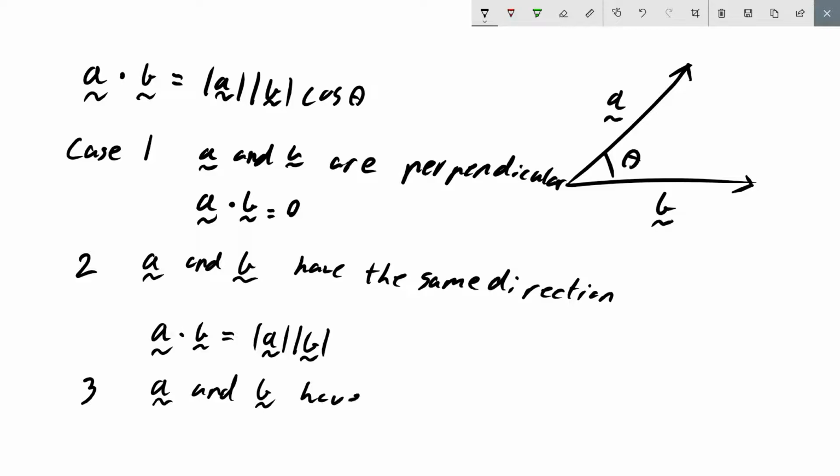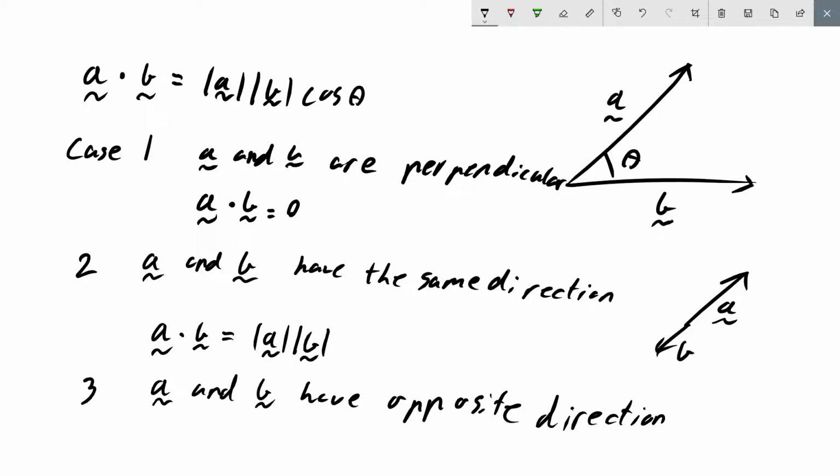Here's the third case. A and B have the opposite direction. So you can imagine A going this way and B going that way. In between them is going to be 180 degrees. And what's cos of 180? It's going to be negative 1. So A dot B is going to equal negative magnitude of A times magnitude of B.